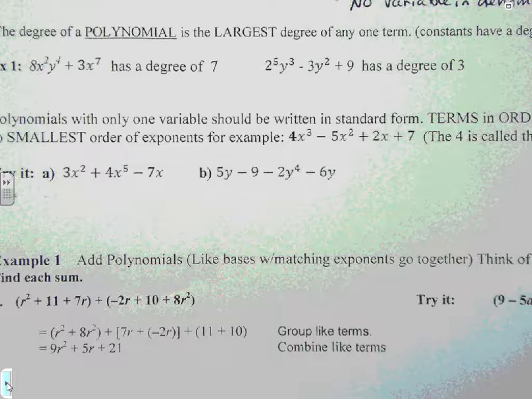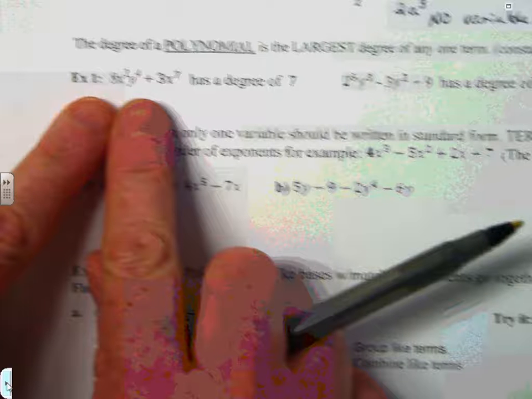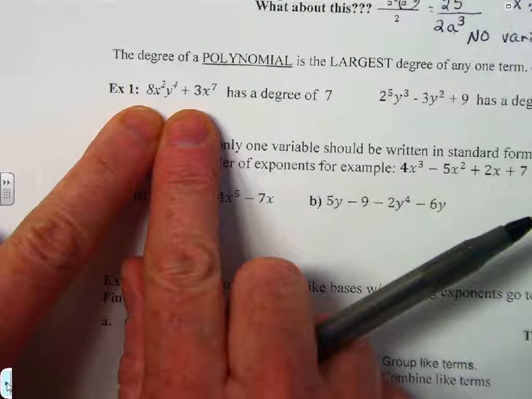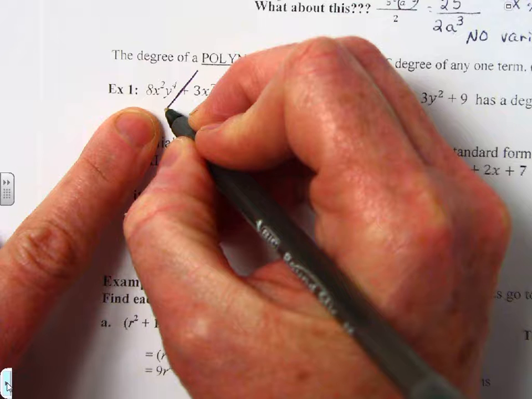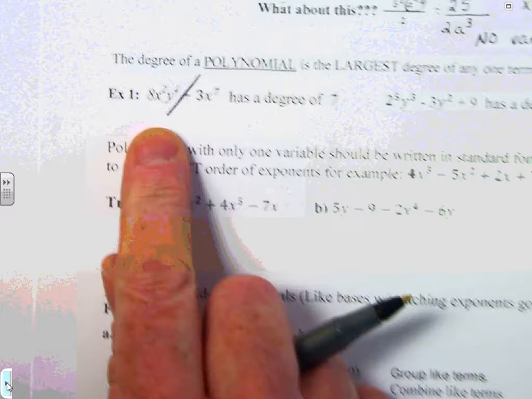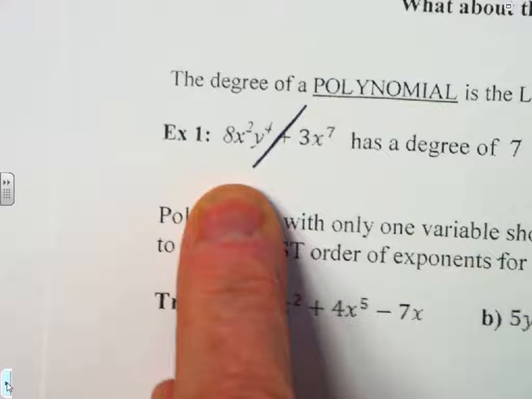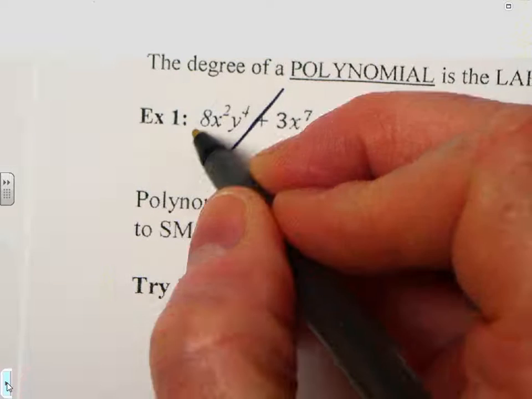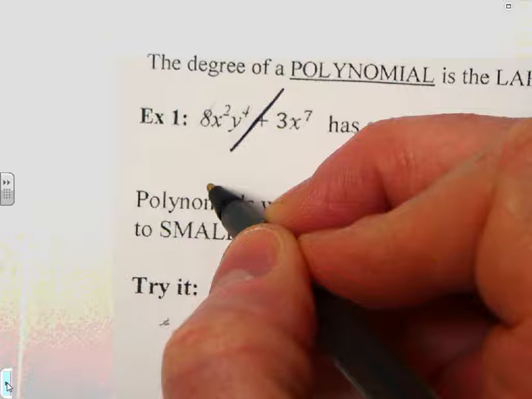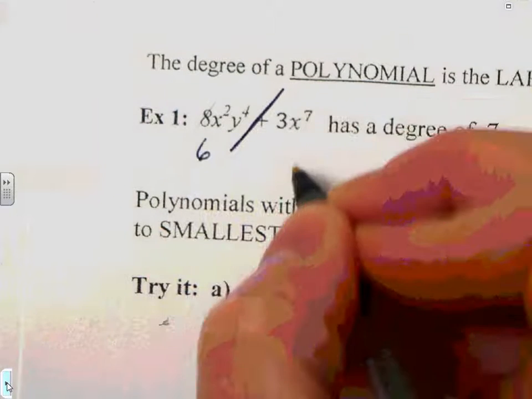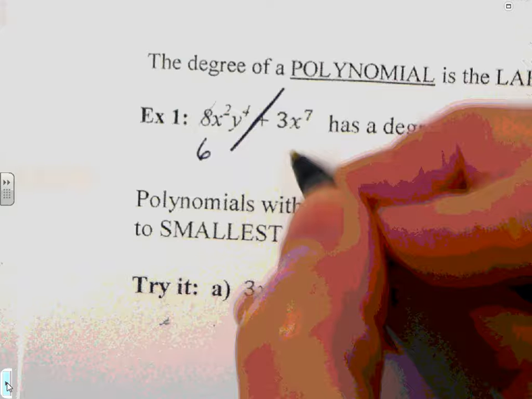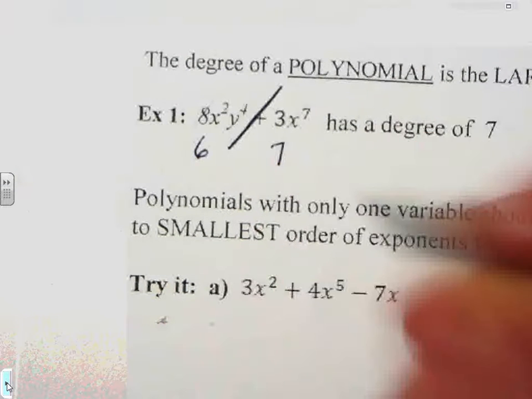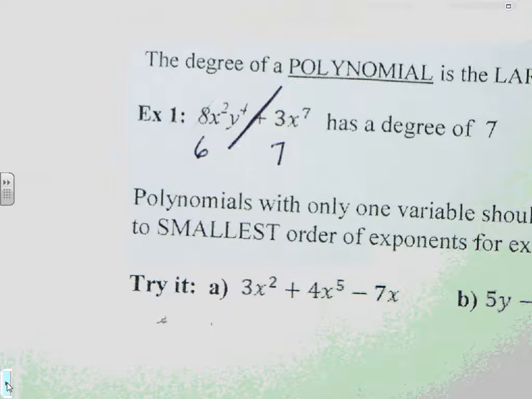Okay? So let's look at this and see what we can do. If we look at this particular example, how many terms do you see? 2. Very good. So I'm going to split them so I can see them more clearly. And now I'm going to figure out what the degree of each of the individual terms is. Will the 8 have any degree? No. So what's the degree of the first term? 6. What about the second term? 7. So who's the big guy? The 7. So 7 is what we would consider to be the degree of the polynomial.